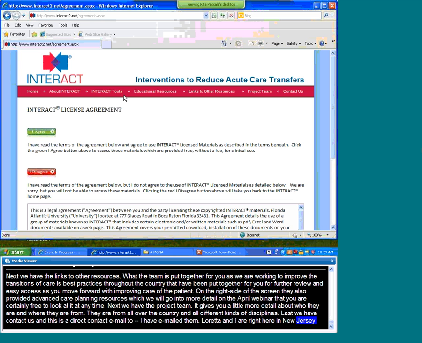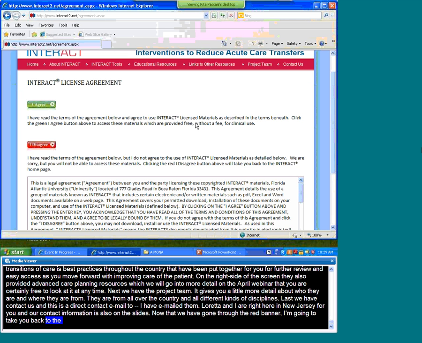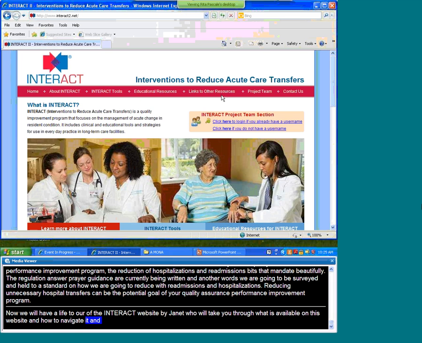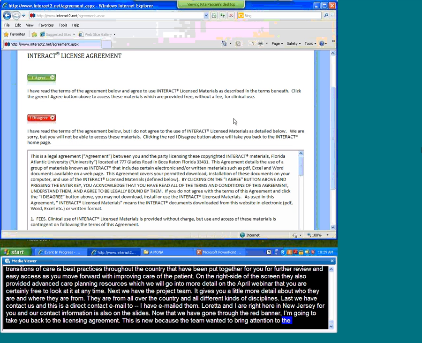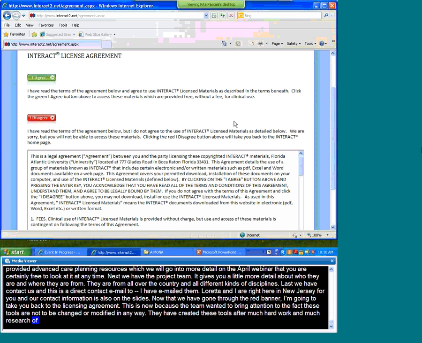to the licensing agreement. This is new because the team wanted to bring attention to the fact that these tools are not to be changed or modified in any way. They have created these tools after much hard work and much research of best practices. So if you choose to utilize these tools, they ask that you don't change one word on it because then it's really no longer the tool they created.